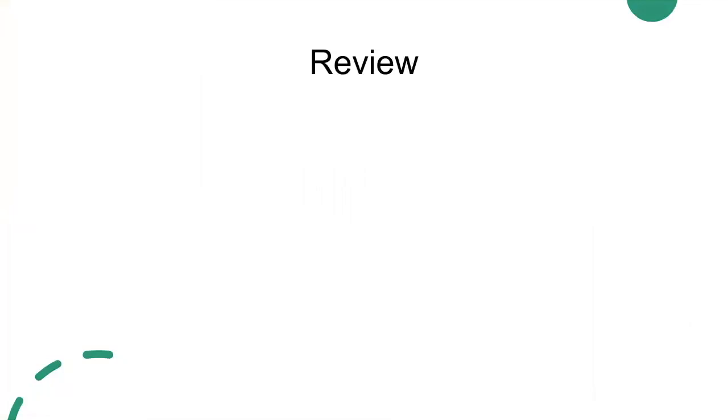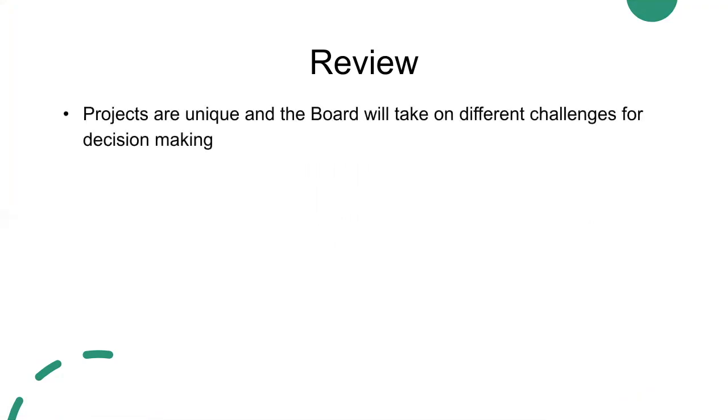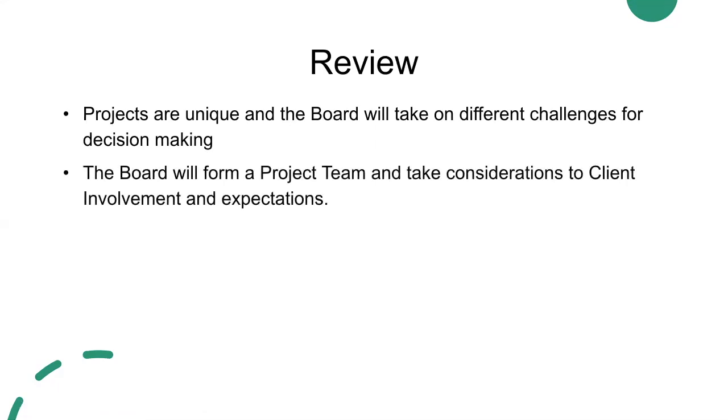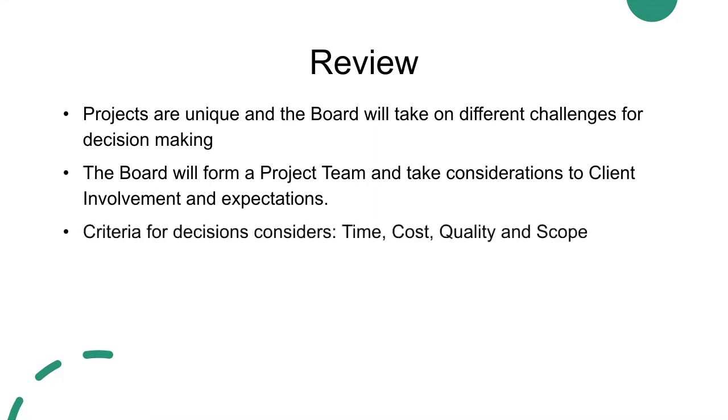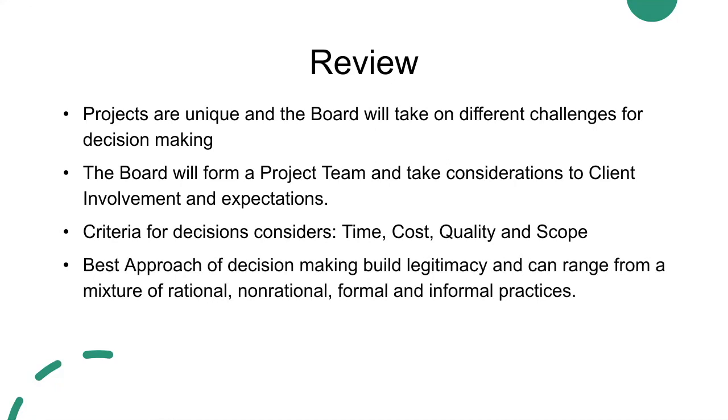Review. Different types of projects imply different challenges for decision-making. The board will work with a project team to make efficient and effective decisions to progress the project. Considerations to client involvement and expectations aid to the success of a project. Decisions should consider time, cost, quality, and scope of the project. Best decision-making approaches from top management organizations can be non-rational with intuitive evaluations, have internal motivations, and are fast-acting. Formal meetings can be used for building legitimacy and consistency in communication and consensus of decision-making.